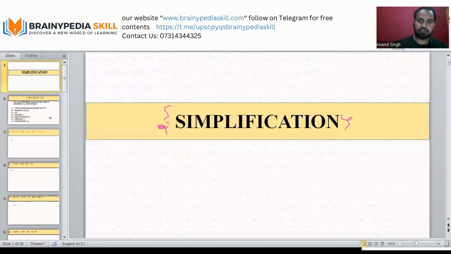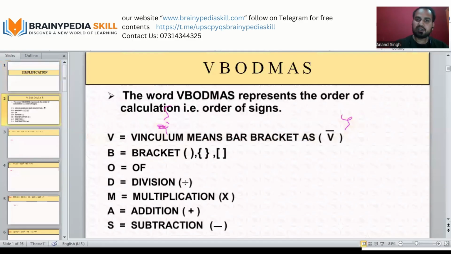The very first thing you should be aware of is the BODMAS rule, right? Again, it's a very basic concept. You already did these concepts in your school days. Just revise it once again, so that you don't face any kind of difficulty while doing the questions of simplification, right?